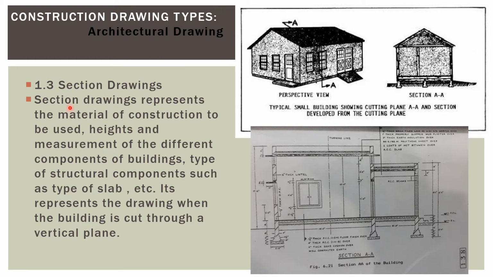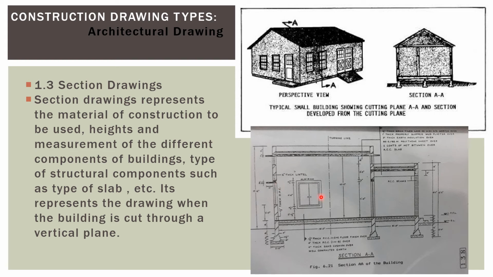Section drawings. Section drawings represent the materials of construction to be used, heights and measurements of different components of buildings, and type of structural components such as type of slab, etc. It represents the drawing when the building is cut through a vertical plane. For example, this is a building. When the building is cut in the vertical plane, the view will be like that. So we get the height of the story, the material of the slab, all types of information in the section drawings.